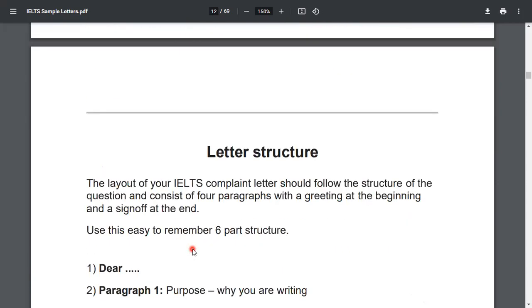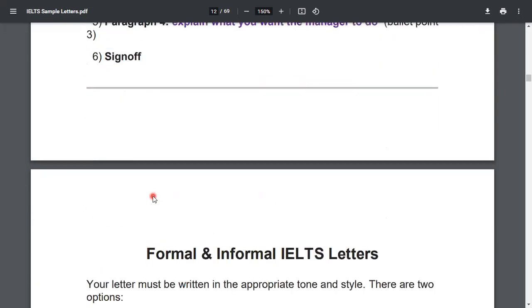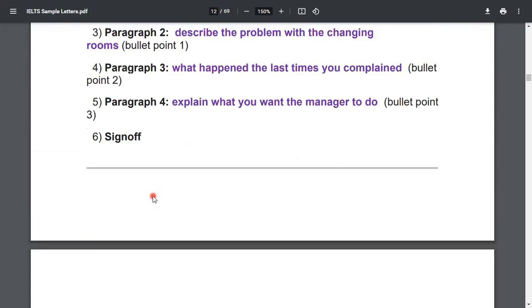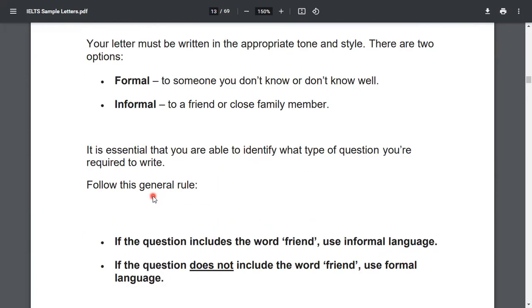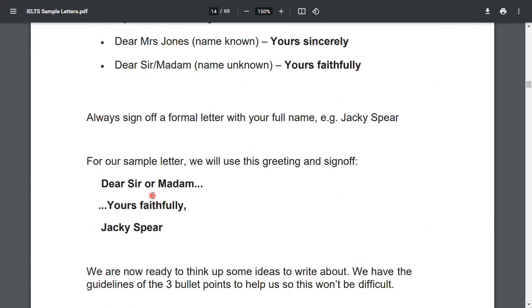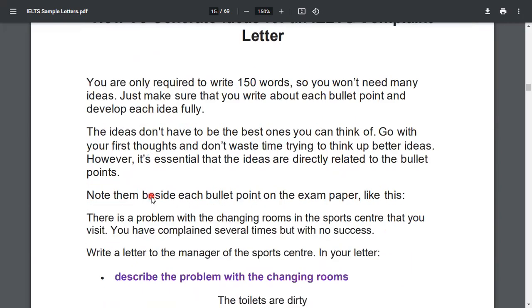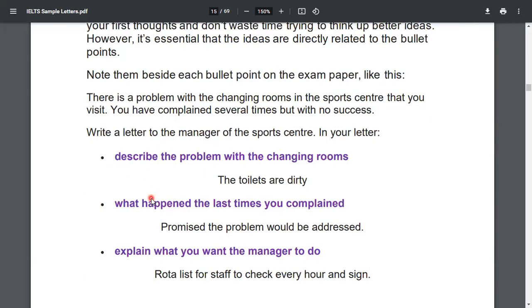I've already shown you the structure of every single letter. Let me just move to this section, and it's a formal letter. It's definitely a formal letter, and I think you know that because you are writing to someone you don't know. We don't have the word friend in our question. So I'm going to skip all this information again because I've already shown you this.